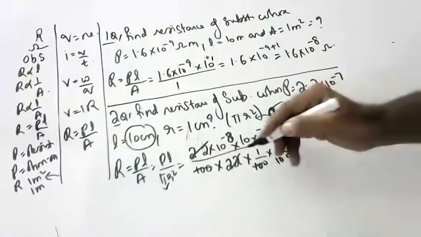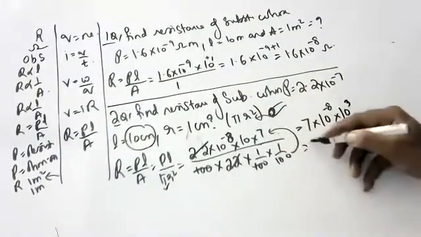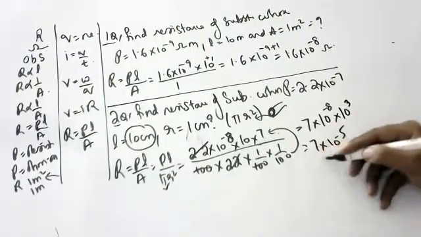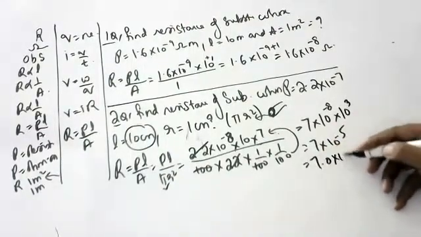Okay, this 100 will go up much. Yes. So the answer is 7 into 10 to the power of minus 5. That is 7.0 into 10 to the power of minus 5.